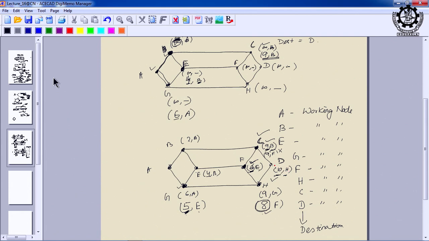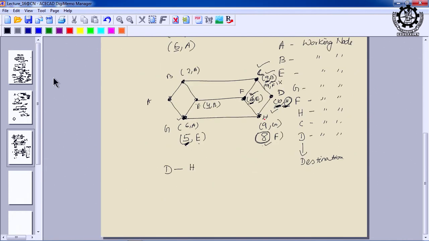So, now the algorithm has visited all the nodes, assigning the working nodes among all, and finally it reached the destination with a total distance cost of 10 through the path of H. Now, you backtrack from D to H. If you backtrack from D, the preferred path was H. In H, what is the preferred path? 8, and the preferred path was F, because at this point this was having the best value. So, from D you come to H, and from H you go to F.